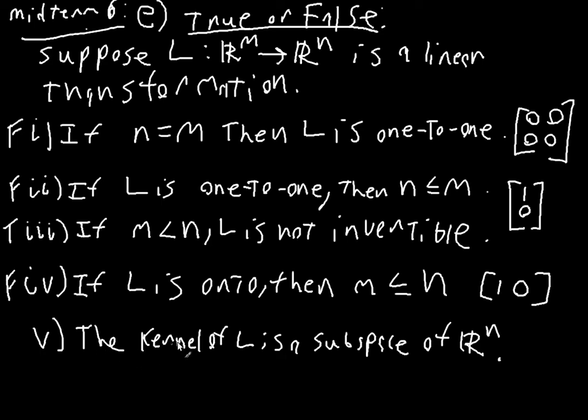And last, the kernel of L is a subspace of Rn. This is where we have to be careful: the kernel of a linear transformation is a subspace of the domain. The domain for us is Rm, not Rn, so this one is also false.